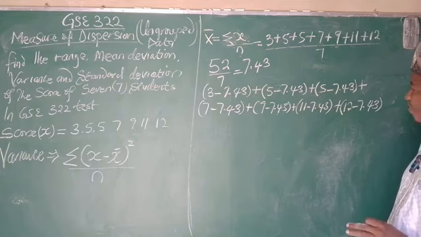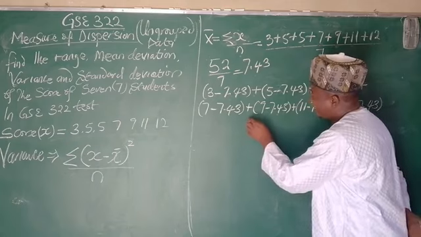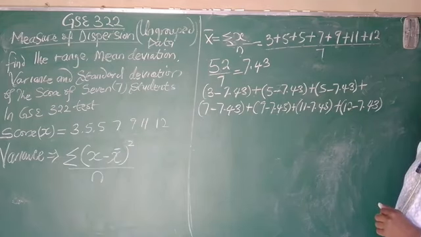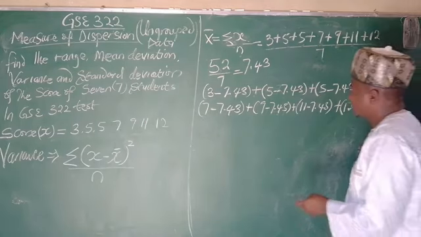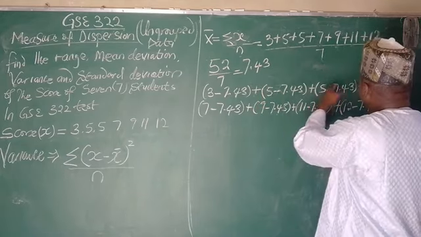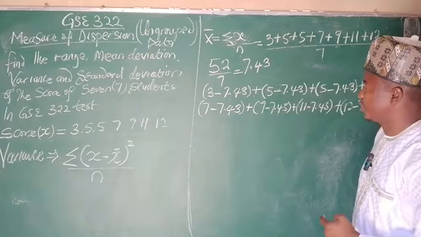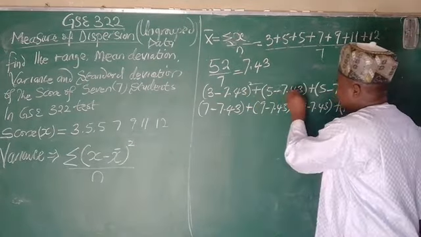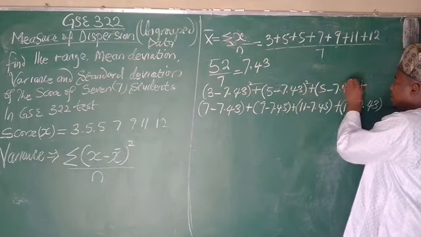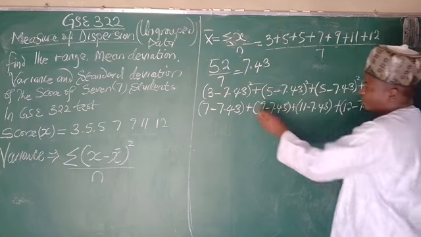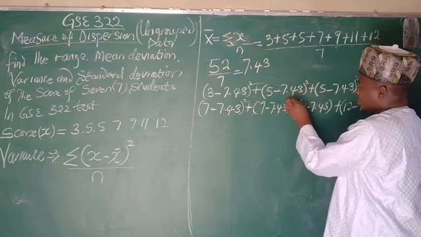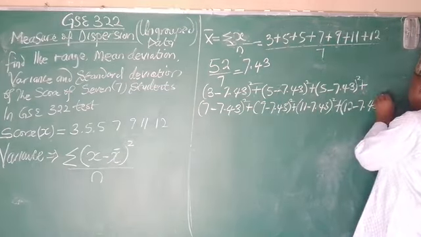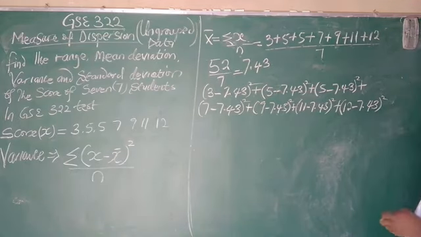After we finish, we square all of them. We can even put our squares here so that when we sum, okay, let's put the squares.